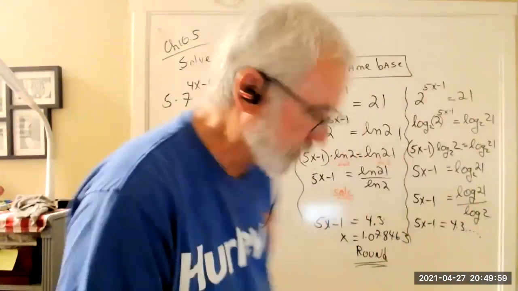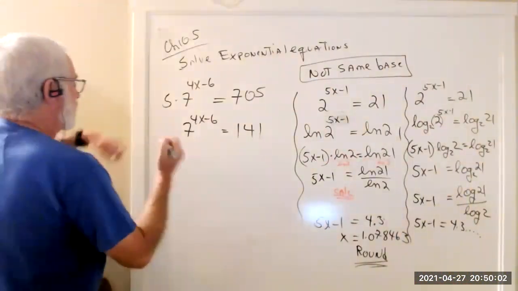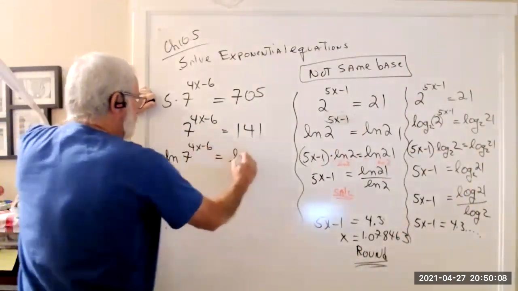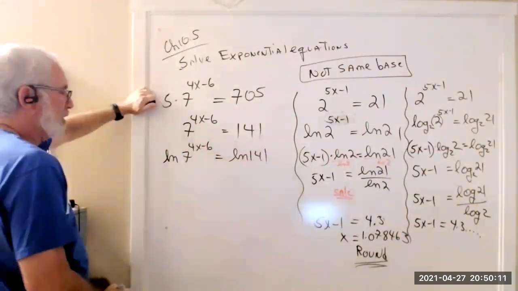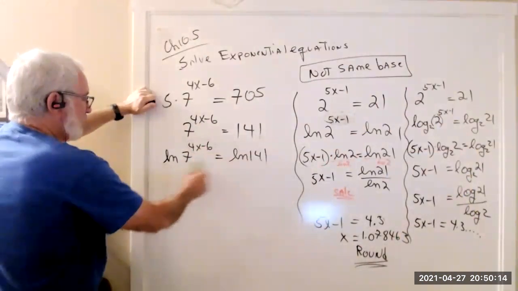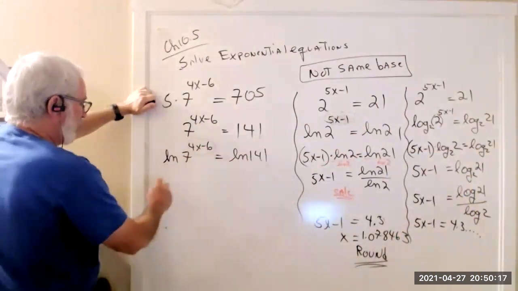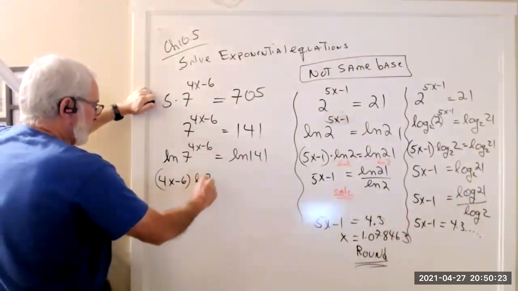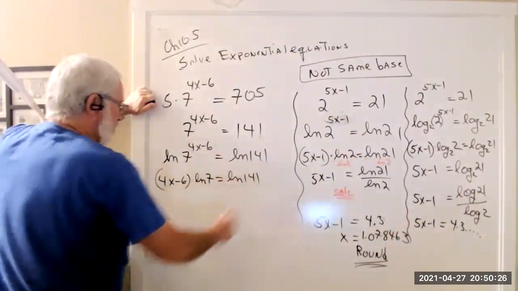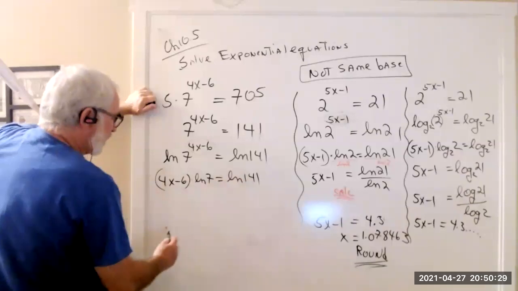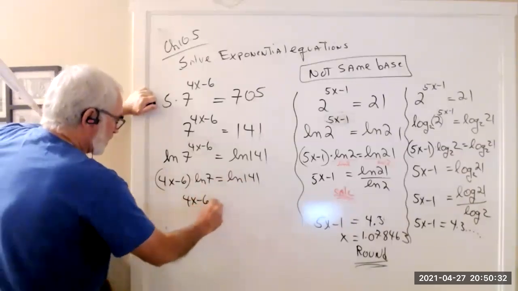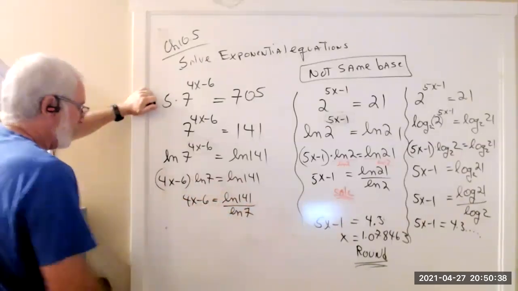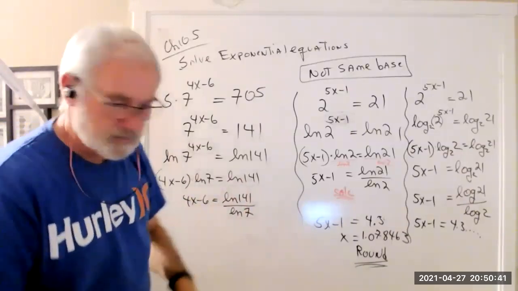Let's see. So I'm going to take the ln of both sides. So this is the ln of 7 to the 4x minus 6 equals the ln of 141. Because it's now a logarithm, I can bring the power out: 4x minus 6 times the ln of 7 equals the ln of 141. Divide by the ln of 7, so 4x minus 6 equals the ln of 141 divided by the ln of 7. The rest of this is on my calculator.